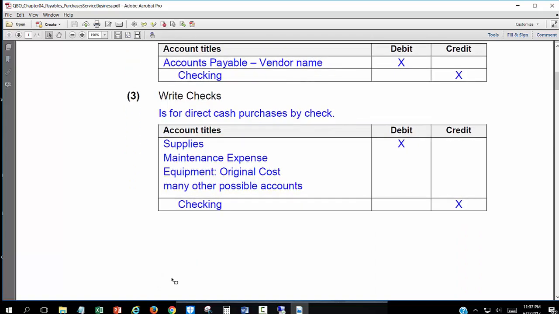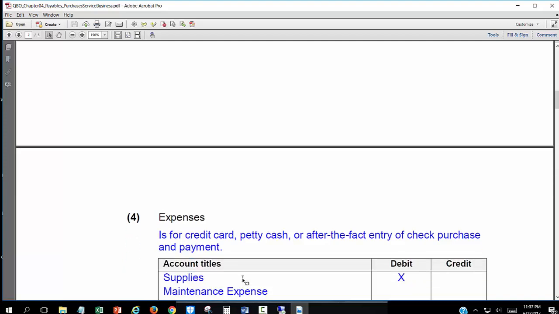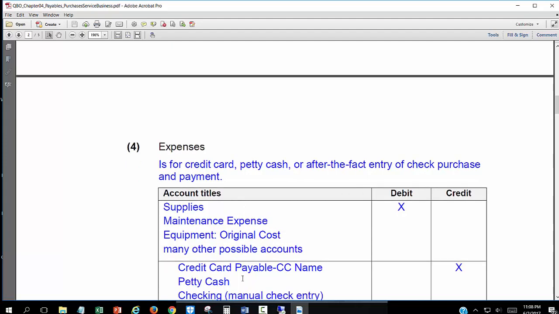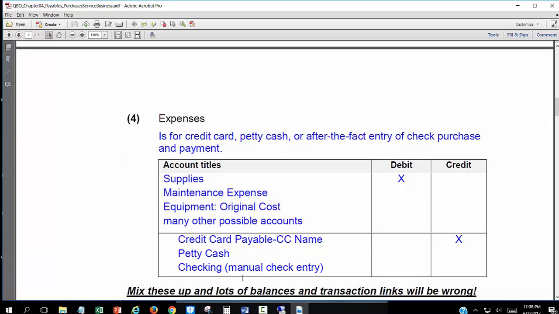Now, the most confusing item is probably this last one, which is known as expenses, because that's always a kind of misunderstood word anyway. Expenses are for any credit card purchase, any petty cash purchase, and after the fact entry of a check purchase and payment. So if you purchase something with a handwritten check and later on you came into QuickBooks to enter the handwritten check, that would be an instance where you would enter an expense, quote unquote. So same kinds of accounts getting debited, but just different sources of funds. Credit card payable, the petty cash account, or your checking account through manual check entry.